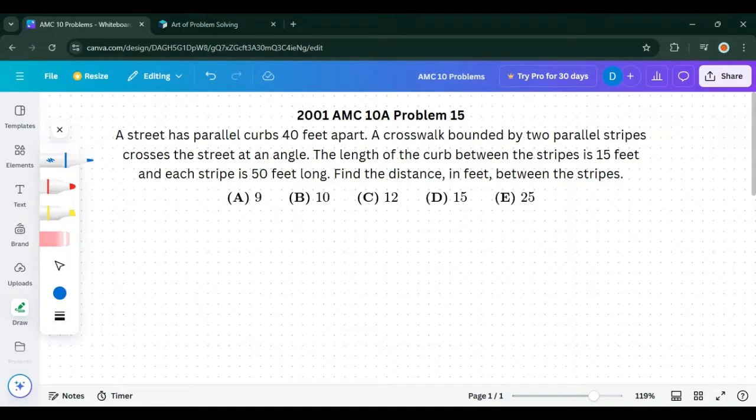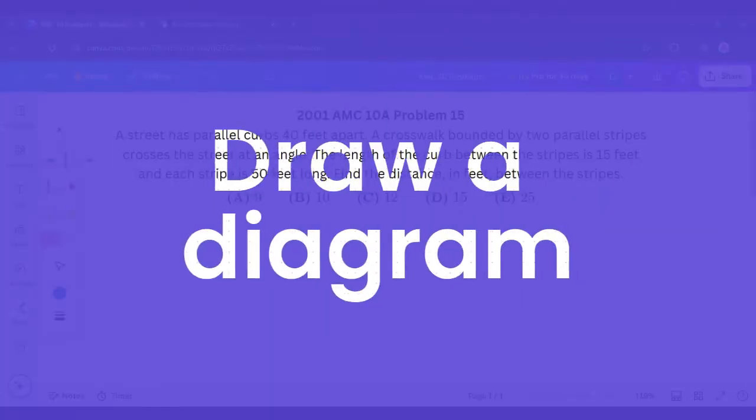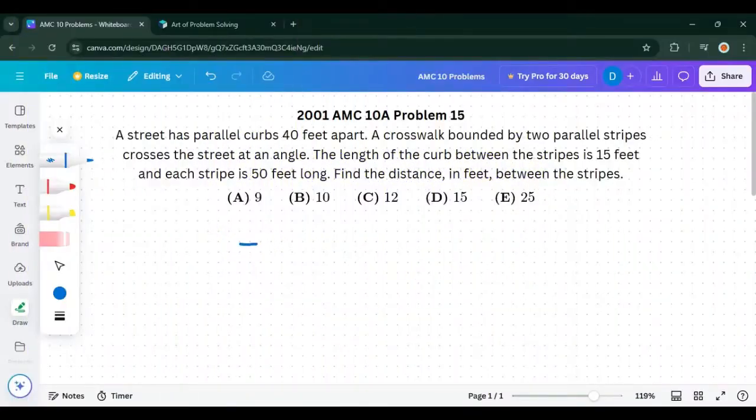First, what we have to do is draw a diagram. As you see here, we have a lengthy word problem. This is definitely a geometry problem, so we have to draw a diagram. Okay, so two parallel curves right here.